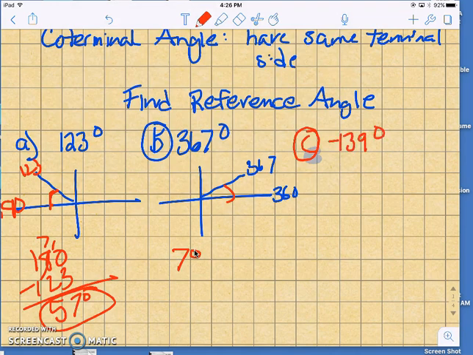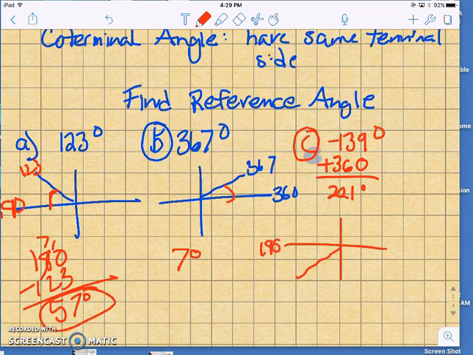Well, we can make it a positive angle by adding 360. So if we were to draw this, over here is 180, so 201 is down here. And again, we want to find that difference, how far from the x-axis. So we can say 201 minus 180, well, that's 21 degrees.